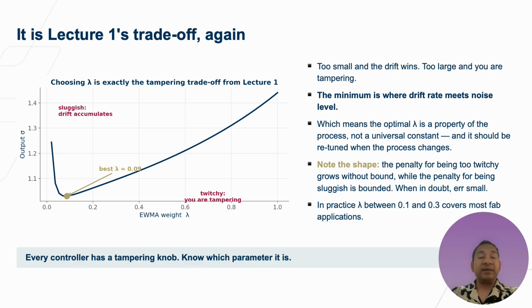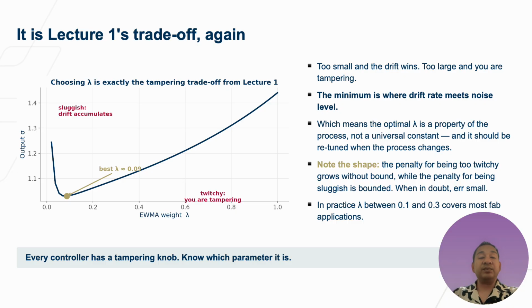Here is the trade-off as a curve, and it looks familiar. Output sigma against lambda. Too small and the drift wins. Too large, you are tampering. And the minimum sits where the drift rate meets the noise level. Look at the shape carefully. The two sides are not symmetric.